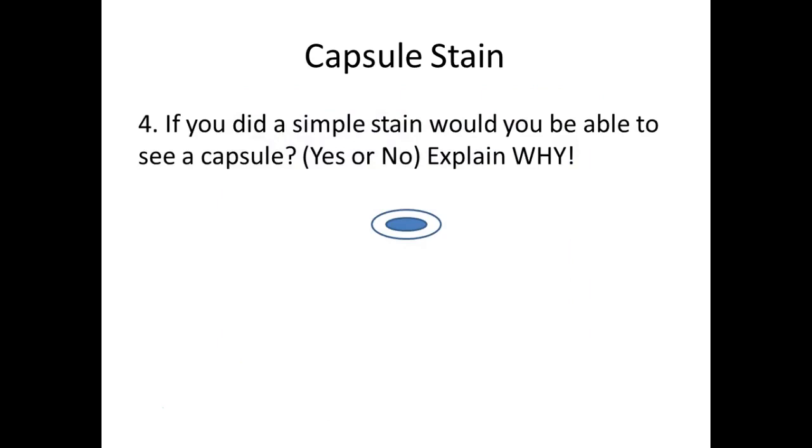So why do we have to do a simple stain and a negative stain combined? Because remember, the simple stain, with a basic dye, is only going to stain the cell. The only reason why you would think this one has a capsule is because I drew a line around it. Otherwise, this would just blend into the background, because the capsule does not stain.